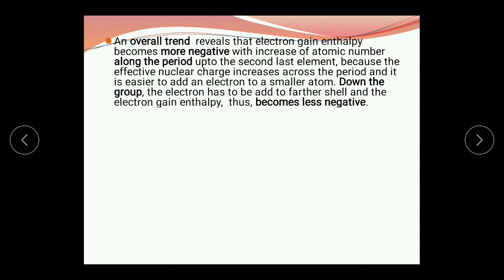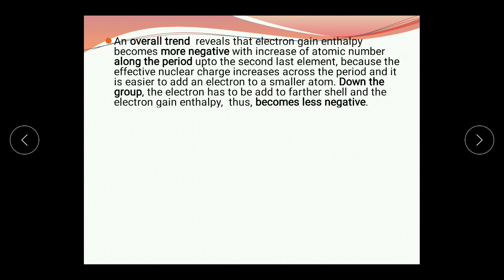Overall trend, we will say now. The overall trend shows that electron gain enthalpy becomes more and more negative with increase of atomic number along the period, up to the second last element. If we move across a period, we get more and more negative values with increase of atomic number up to group 17. The reason is the increase in the effective nuclear charge across the period, and it becomes easier and easier to add an electron to a smaller atom. Hence, the overall trend is that across a period, the negative electron gain values increase up to group 17.